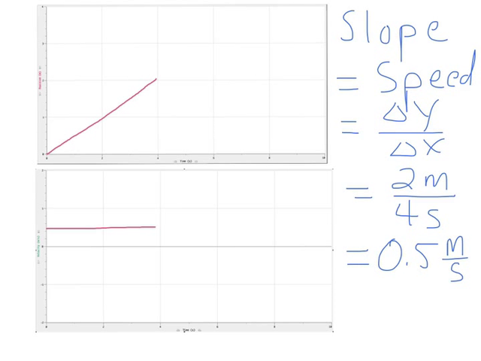What do you think it means that this line is completely horizontal? Well, on a graph, any line that's horizontal means whatever you're graphing is not changing. It's always the same value. Every second, the velocity is 0.5. So that means I have a constant velocity. What would it mean, do you think, if this line started to go up? That would mean that my velocity is changing.